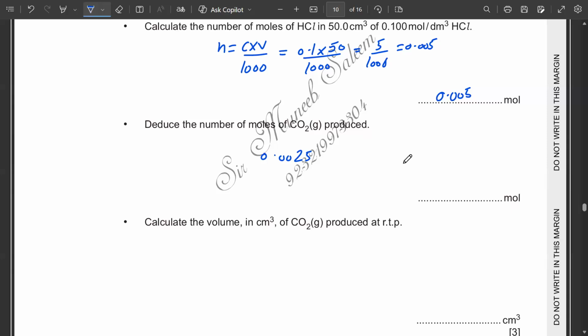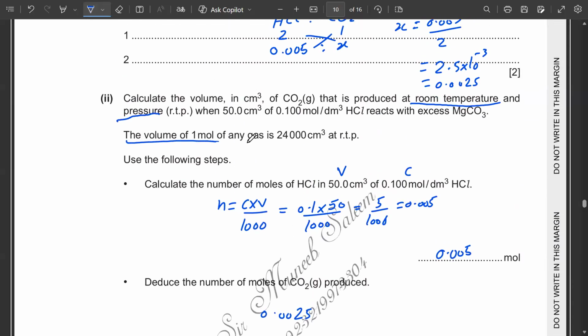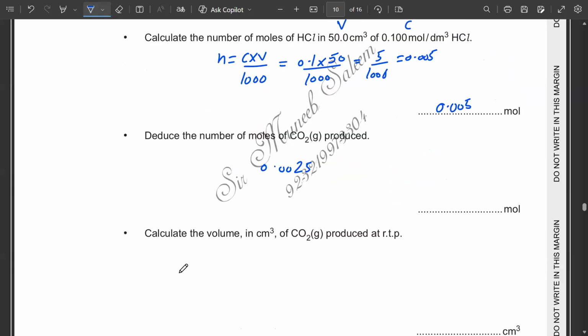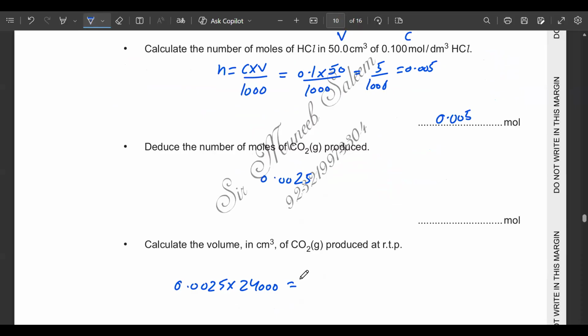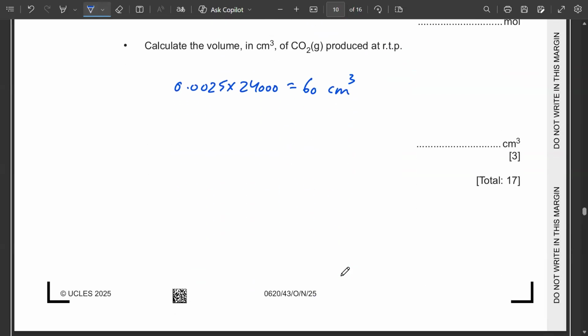Then calculate the volume in cm cube of the carbon dioxide produced. According to the statement given here, 1 mole has 24,000 cm cube. So simply write here 0.0025 times 24,000. Because if 1 mole is equal to 24,000, then 0.0025 will have a value equivalent to 60 cm cube. So 60 cm cube of the gas is produced.